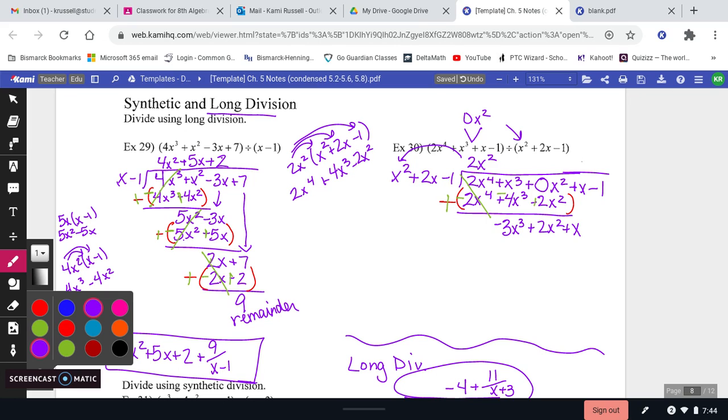Same thing. I need something to multiply times this first term and make it match a negative 3x cubed. So it's going to be a negative 3x. Negative 3x, going to distribute. So negative 3x cubed minus 6x squared plus 3x. So that's what goes under here.